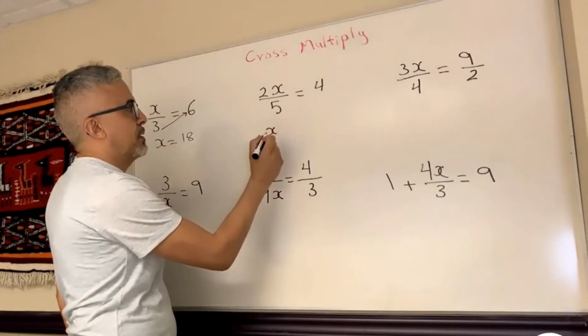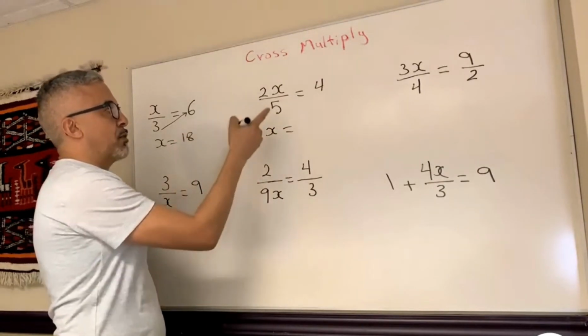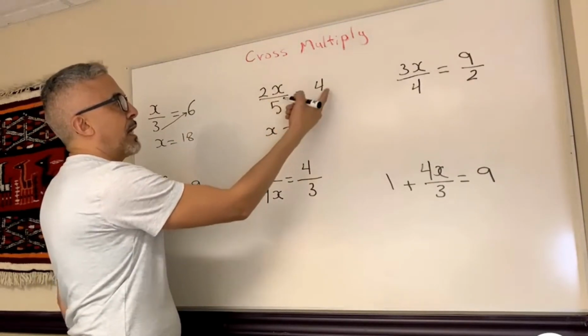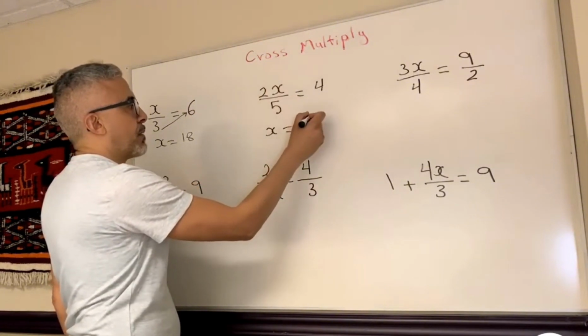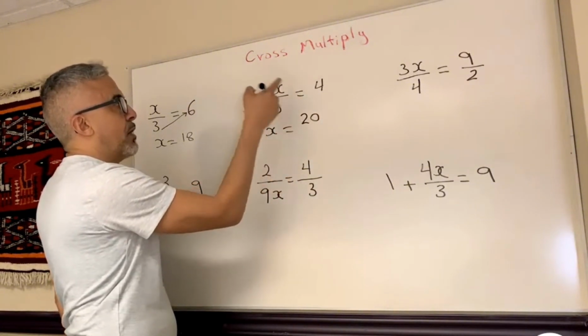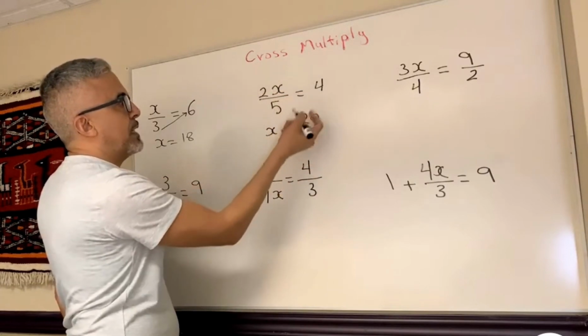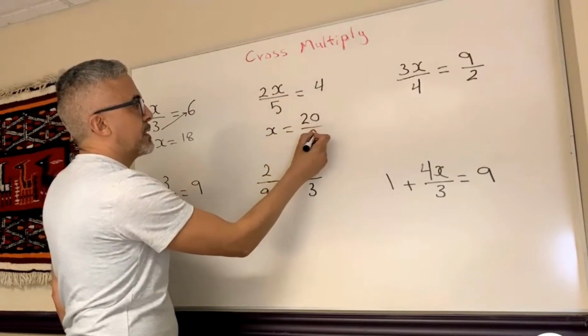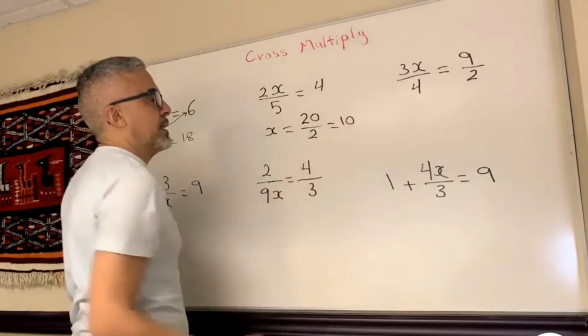X equals. We said if you're on the bottom, you go to the top. So the 5 is on the bottom. The 4 is on top of an imaginary 1. So the 5 is going to get multiplied into the 4, which is 20. And the 2 is going to cross the equal sign at the same time. It's on top, so it has to go to the bottom where the 1 is. So 2 times 1 is 2. And then it is 10.